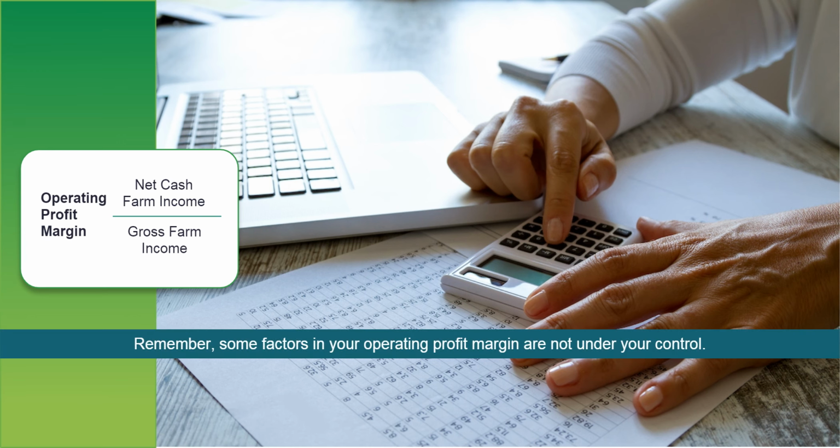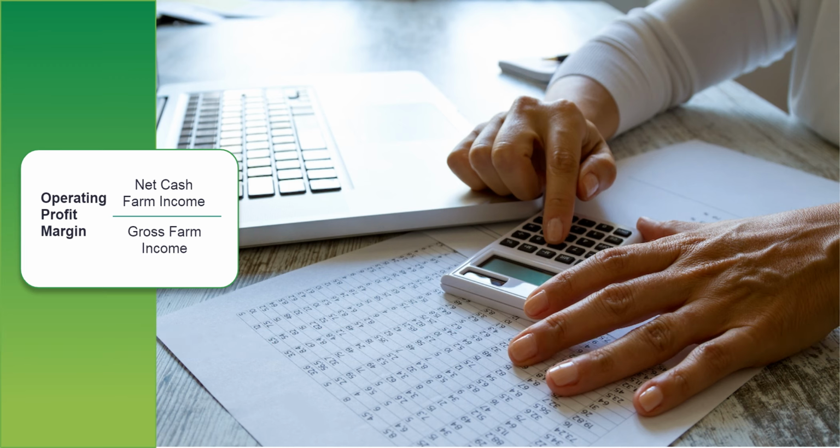Remember, some factors in your operating profit margin are not under your control. Unless you're locking in your prices and using risk management tools to guarantee a minimum price for commodities, your operating profit margin is vulnerable to price fluctuations and can easily change.